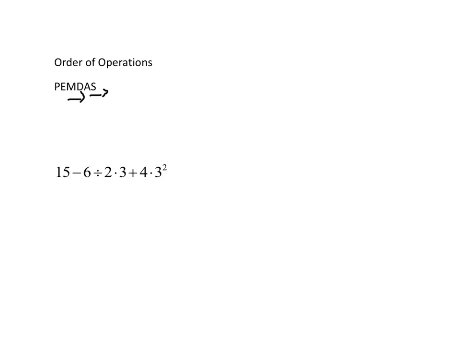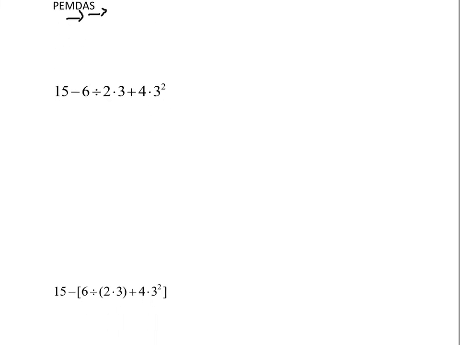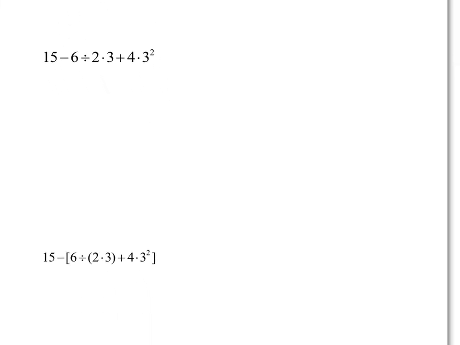So let's do some practice with that. Here's a nice long expression with a bunch of different operations. So first, I would do parentheses, but I don't see any. So I'll start with the exponents. I'll start with 3 to the second power. So this turns into 15 minus 6 divided by 2 times 3 plus 4 times 9. Let's make that into a 3.